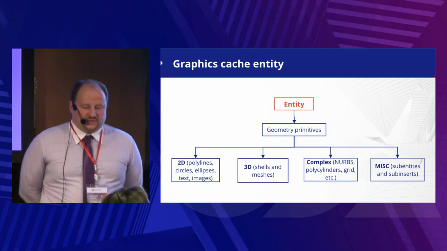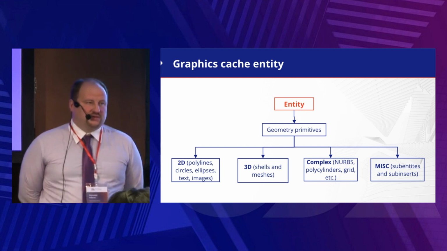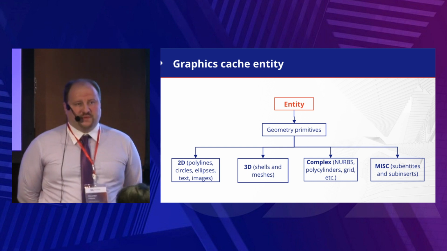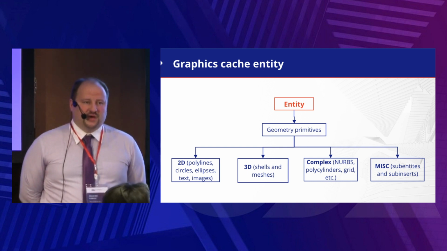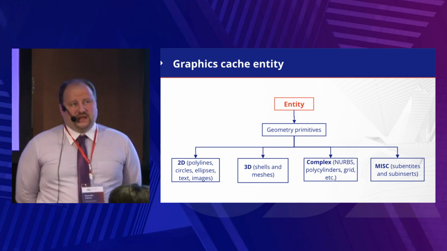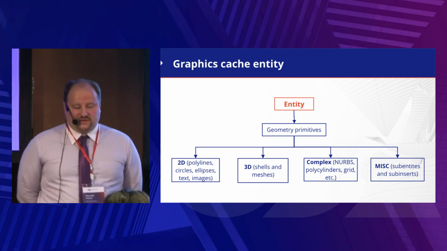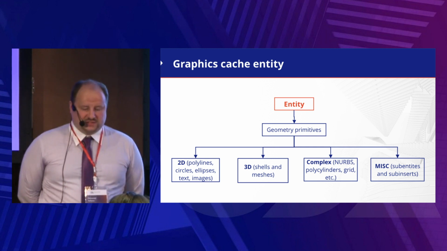The root object of the Visualize SDK graphics cache is the entity, which is a container of the geometric primitives. Geometric primitives are divided into four groups. The first group is the 2D primitives like polylines, ellipses, circles, text, and images. The second group is the 3D primitives like shells and meshes.